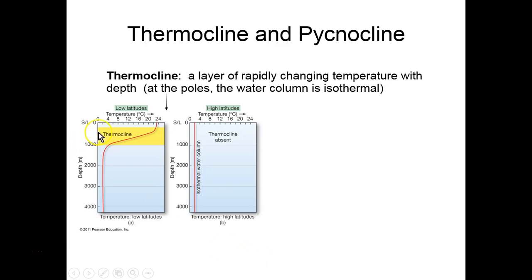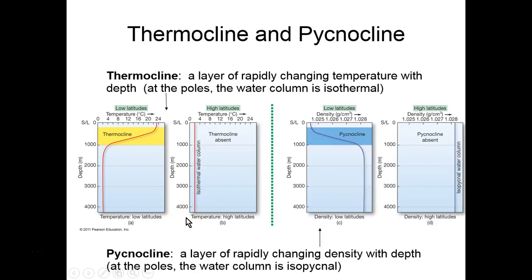Okay, so based on temperature, what we have in the low latitudes, because there's a drastic change as you go from the surface down, what that change is called, that region where the change exists, is called the thermocline. This is a layer of rapidly changing temperature with depth. At the poles, you see that it's just a straight line. There is no thermocline at the poles because the water at the surface is very cold, the water down deep is also very cold. So what we would call that is isothermal. Iso meaning the same temperature. So same temperature at the top, same temperature at the bottom.